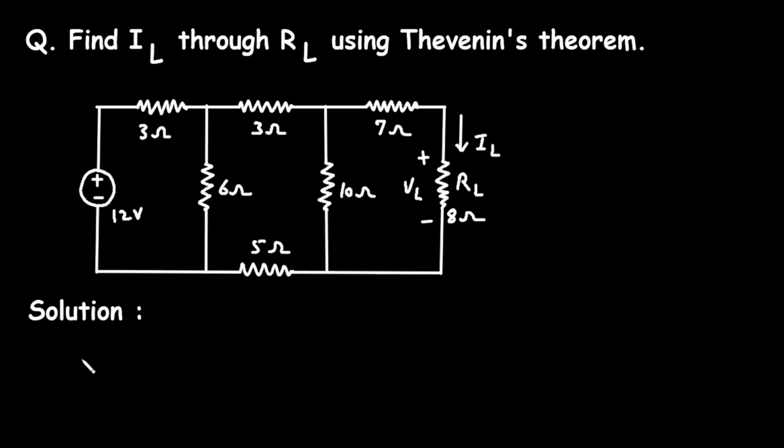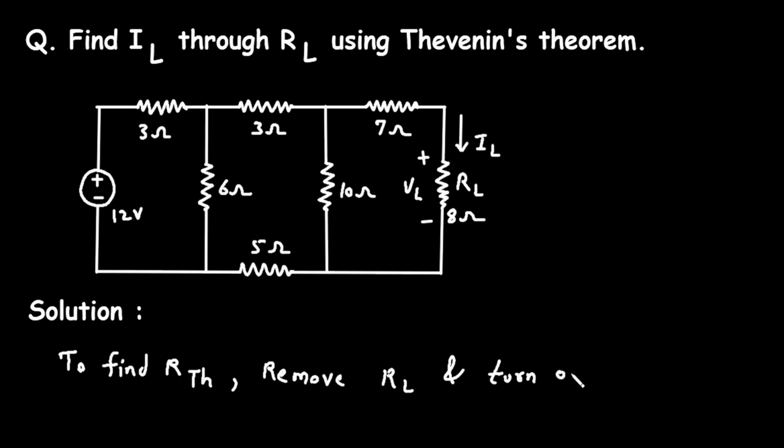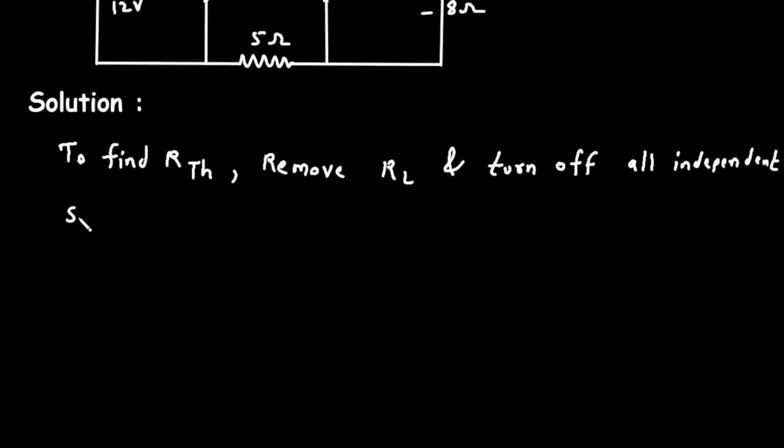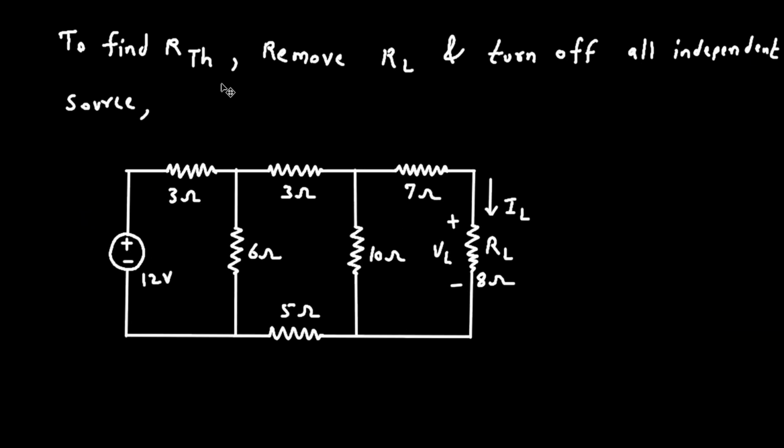First step is to find the value of RTH. So to find RTH, that is Thevenin's resistance, what we have to do? We have to remove RL and turn off all independent sources. So here this is the circuit. Now what we have to do? We have to remove this RL. So let's remove this RL.